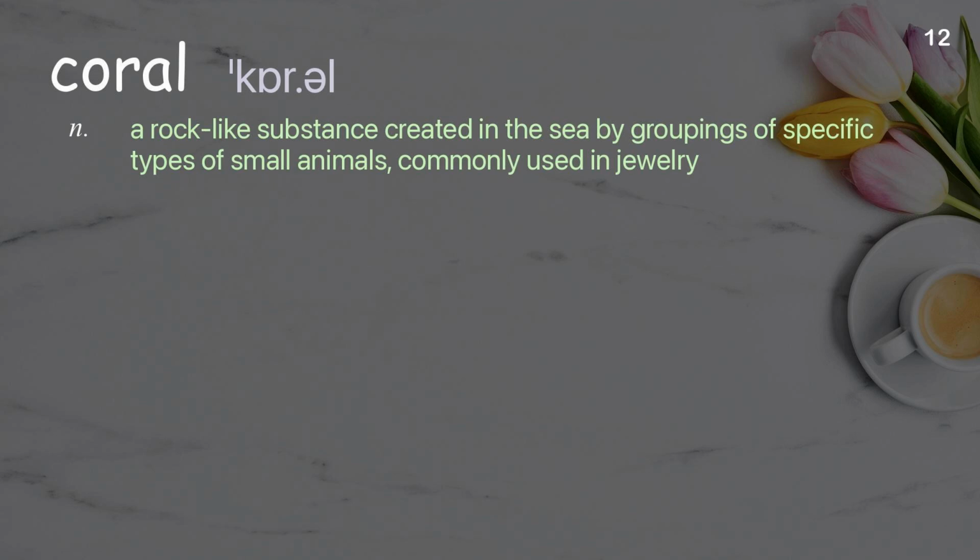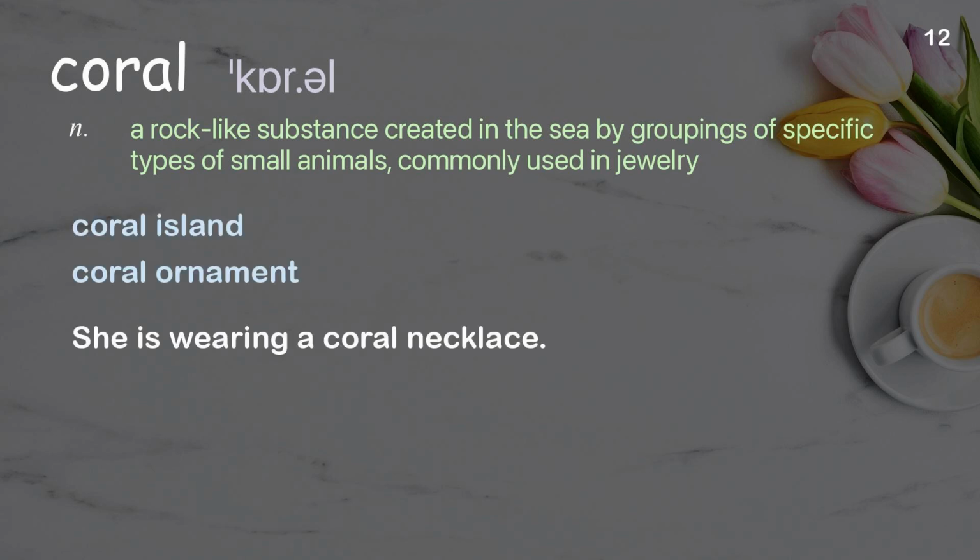Coral. A rock-like substance created in the sea by groupings of specific types of small animals, commonly used in jewelry. Examples: Coral island. Coral ornament. She is wearing a coral necklace.